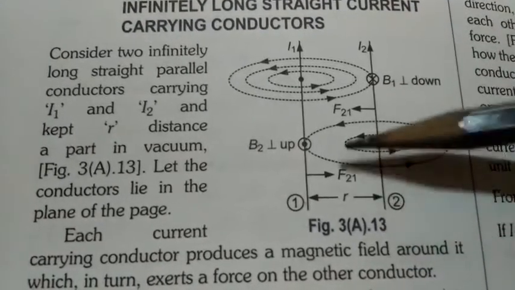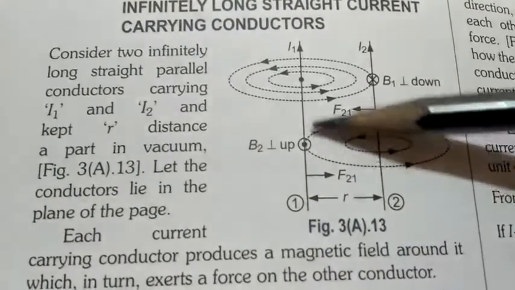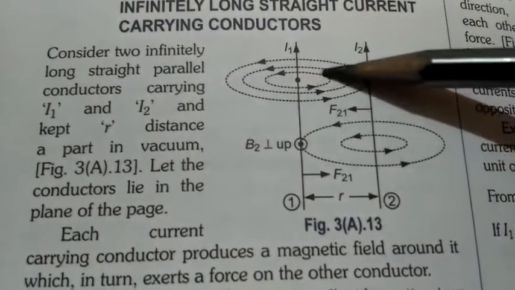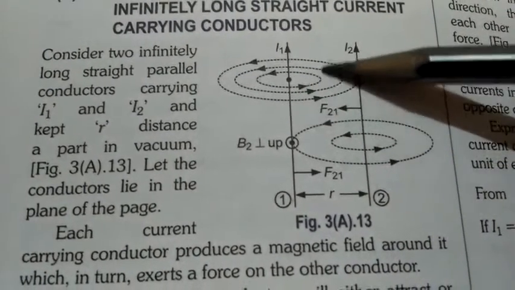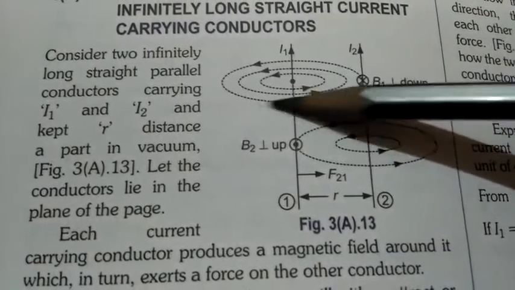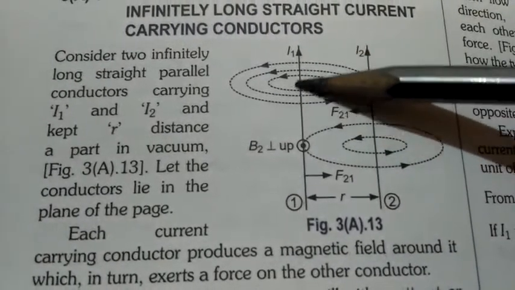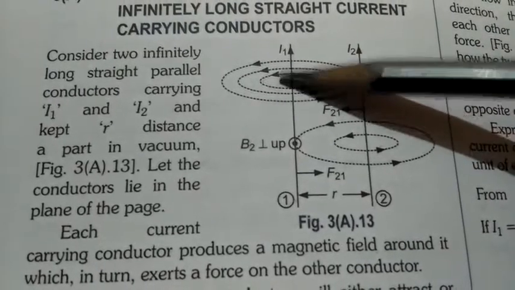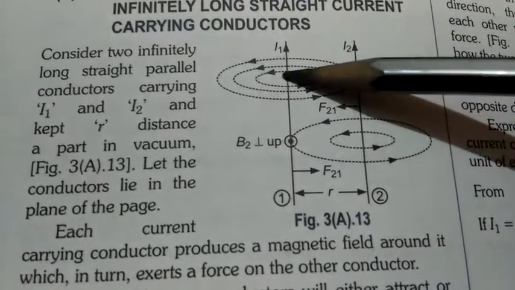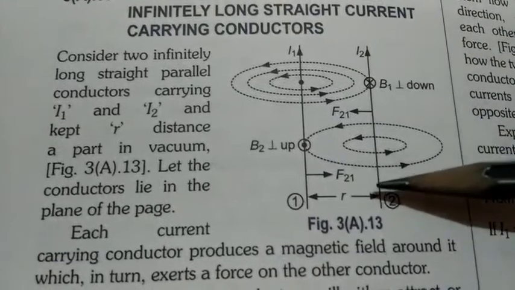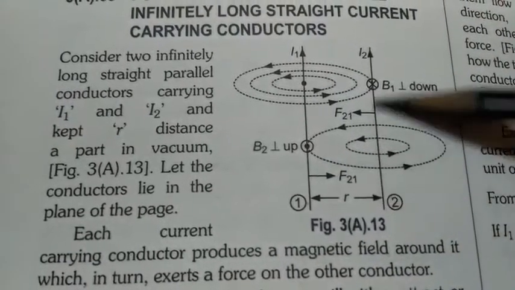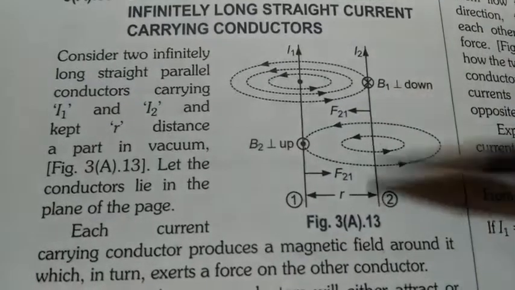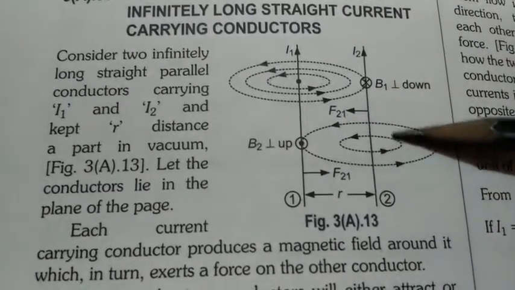Now because of this current I1, a magnetic field is produced. This is the direction of the magnetic field when the current is going in the upward direction. And because of the second conductor, current I2 is flowing, and this is the magnetic field produced because of it.